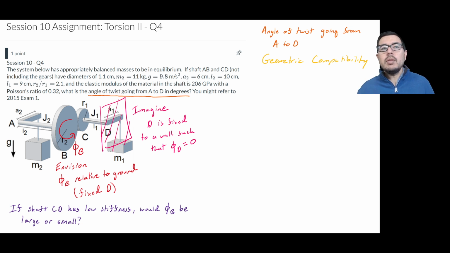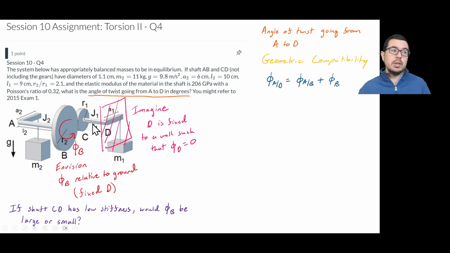And so if I'm thinking about what is the relative angle of twist from A going all the way to D, I can think that this phi b relative to ground is going to capture somehow this angle of twist CD. And since I already know the angle of twist from A to B, that's what we calculated in question 3, we can write the following equation to describe angle of twist A to D as being the angle of twist in the shaft AB plus whatever this angle of twist phi B is, and that phi B is going to be dependent on what's happening in CD.